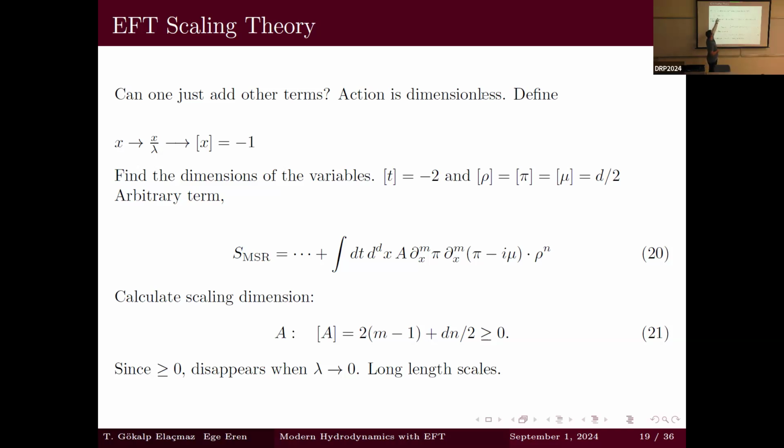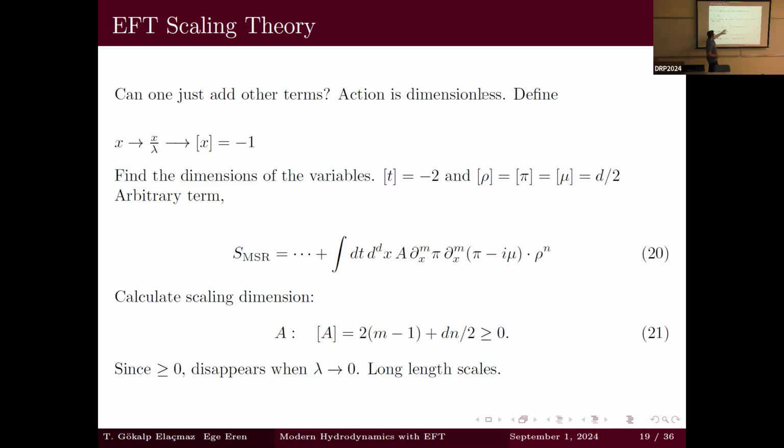this means the scaling dimension of x is -1. And we can now find the dimensions of the other variables. So t turns out to be -2, and rho, pi, and mu equal d over 2. D is the dimension here, as usual.